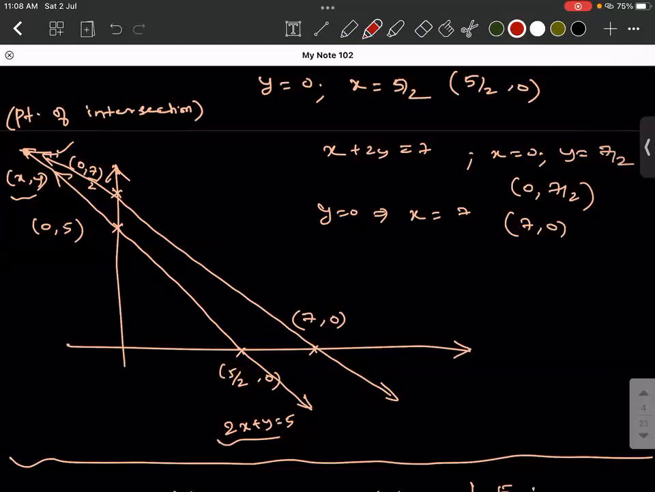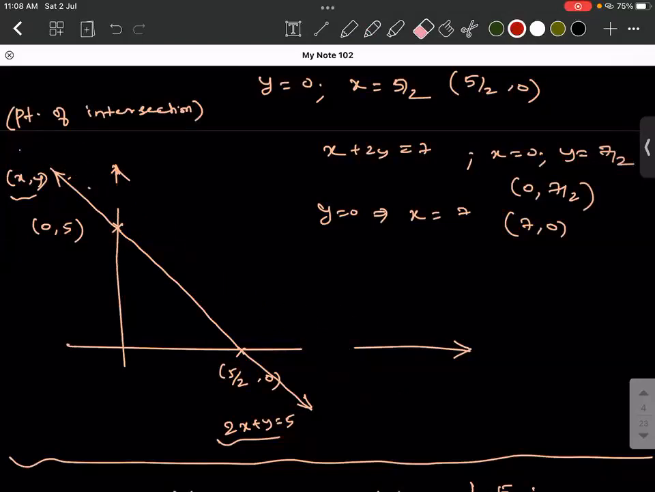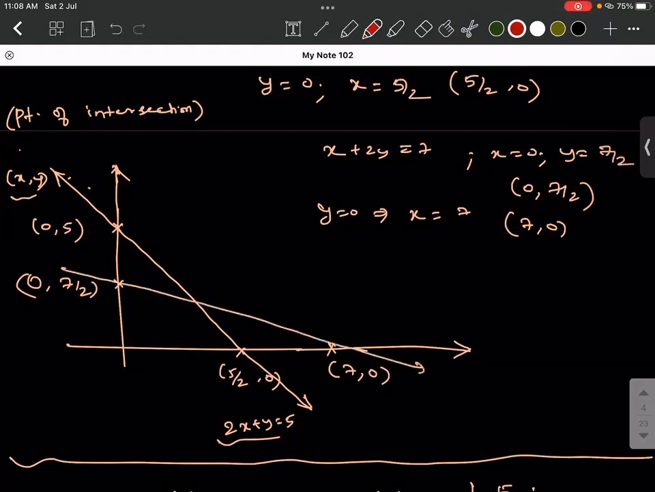The mistake happened because (0, 7 by 2) is here. Because 0 comma 5, 7 by 2 is less than 5, 3.5. And this is (7, 0). So when you join them, they actually meet here, which is (1, 3). Because whether you solve the problem using the graphical method, substitution, elimination, or cross multiplication, all should give you the same answer. There should be no change.